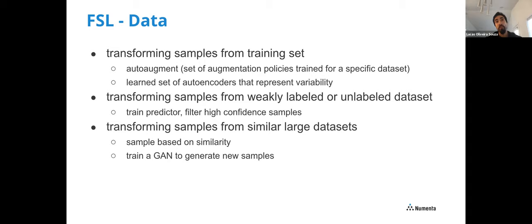Yeah. Or you can also transform samples from similar large data sets. If you're trying to solve a problem and you only have a few samples from this data set, you can find similar ones and sample based on similarity, or you can train a model to generate new samples based on that larger data set. So this is not usually what people know as few-shot learning, but it's a solution to the problem. It's a very practical solution in some sense.